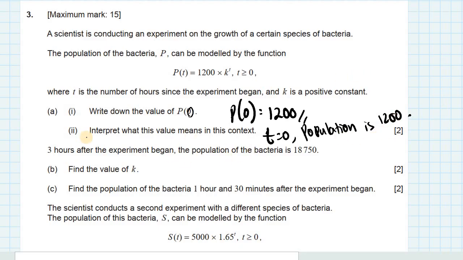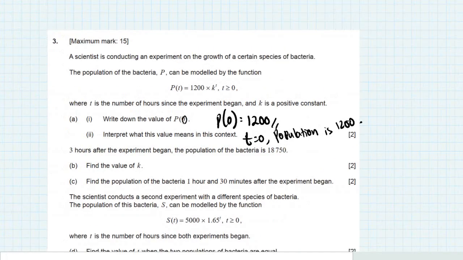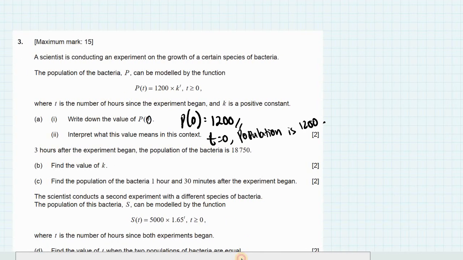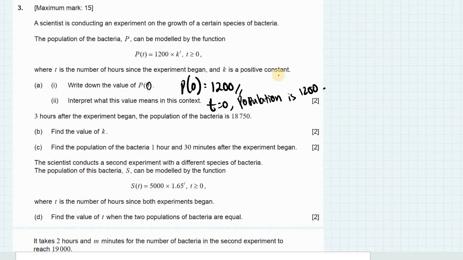Okay, next, 3 hours after the experiment, the population of the bacteria is 18,750. Find the value of k. Okay, I will make this a little bit smaller so we have more space to work on. Okay, there you go. So for question B, I'll write it here. Question B.